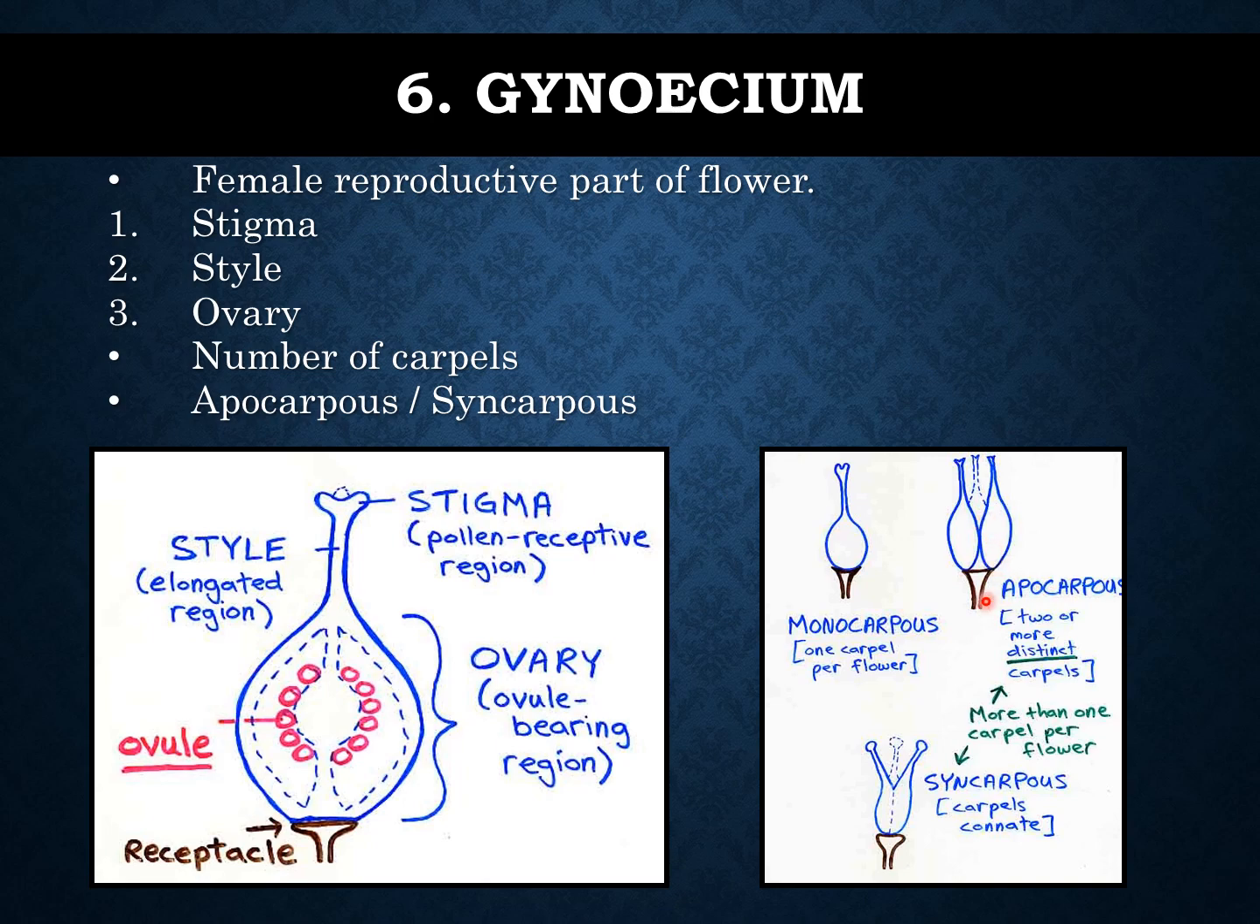Apocarpous means the carpels are free, or they may be united as in the syncarpous condition. So wall to wall, the carpels are fused to each other, and the condition is called syncarpous gynoecium. And when all the carpels are present freely, the condition is called apocarpous. So two or more distinct carpels are apocarpous, while in syncarpous the carpels connate or fuse with each other per flower. Monocarpous means one carpel per flower.